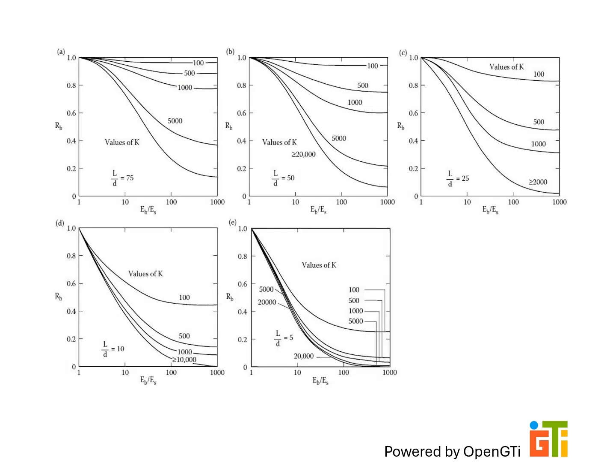Now, let's take a look at RB. The graphs for RB come from Poulos and Davis 1980, and show that RB depends on three independent variables: the ratio of EB to ES, the ratio of L to D, and the K value.